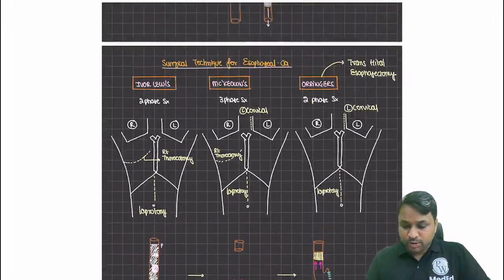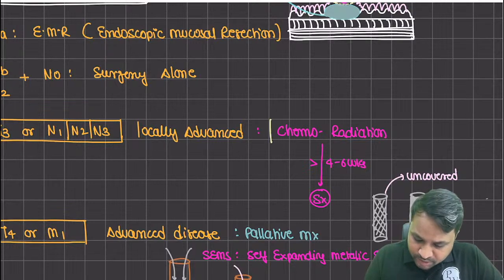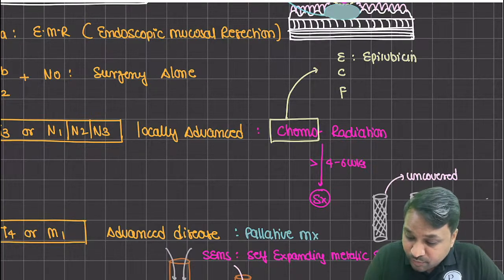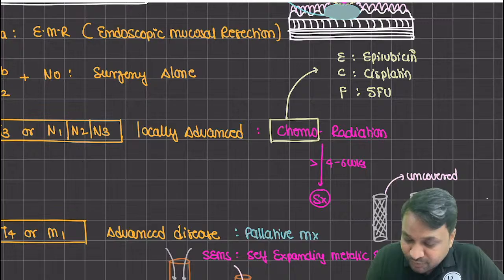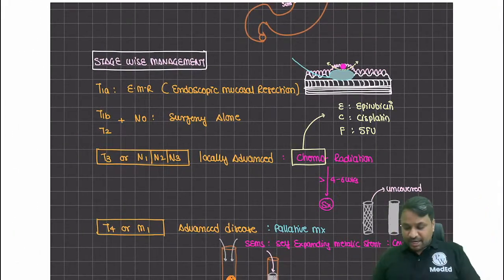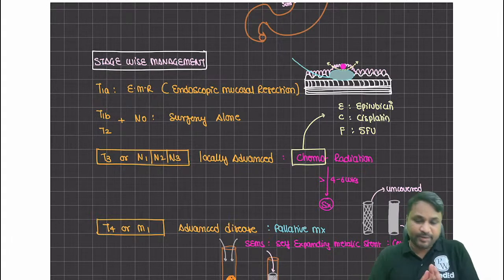Right. Now, we also said that we will give you chemo radiation. What is the chemo regimen that you can use here? The chemo regimen that we usually use for esophageal cancers is what we call the ECF regimen. E stands for what? Epirubicin. C stands for what? It's a chemo reagent, that is your cisplatin. And F stands for what? 5-fluorouracil. Okay. And this is how you deal with your patients of esophageal cancer, right?